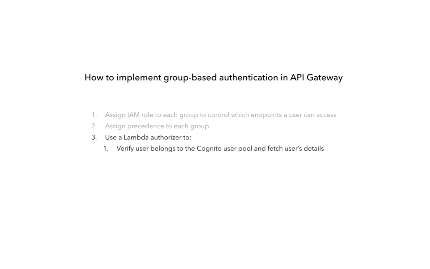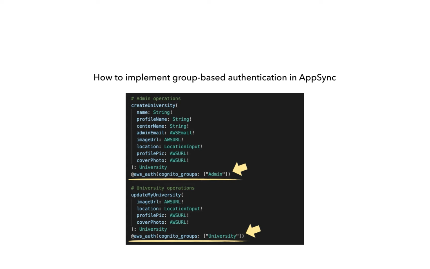And the Lambda authorizer needs to validate the authentication token with Cognito to make sure that the user actually belongs to the user pool, and then get the user details so you know which groups the user belongs to. And based on the precedence on those groups, pick a group for this user and generate a policy based on the IAM role that's associated with the group. So if this sounds complicated, it's because it is, and it's hard work. Whereas in AppSync, group-based authentication with Cognito is built in. You can just say in the GraphQL schema what groups can perform an operation, and that's it. Done. It's effortless and self-explanatory.